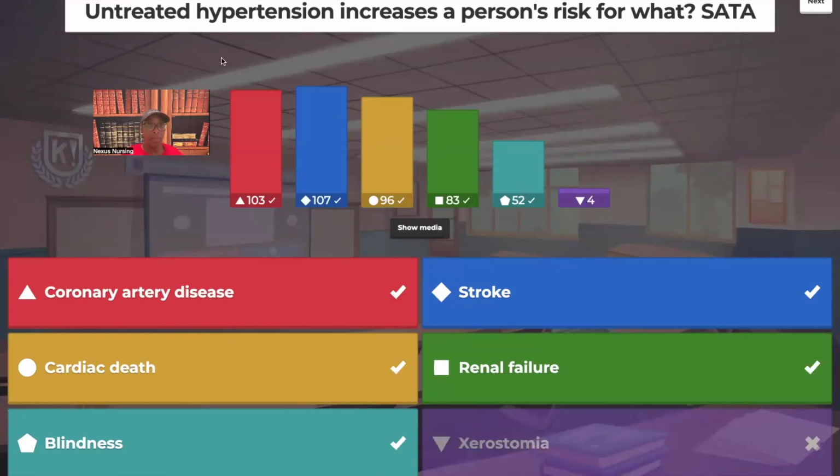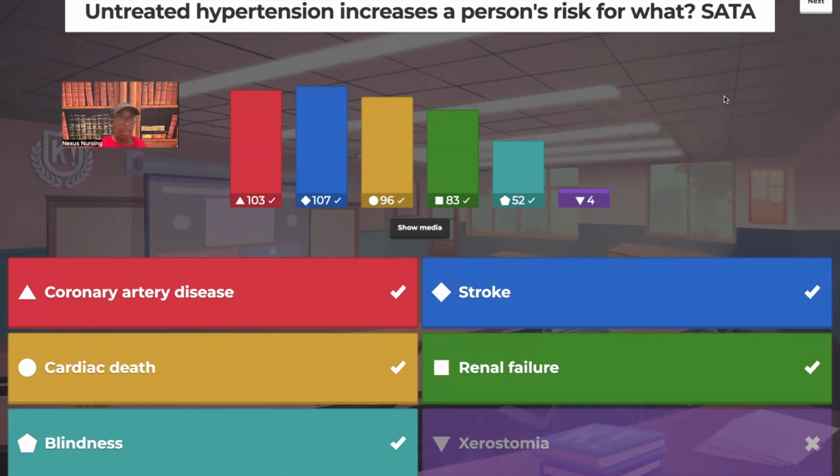Okay. Everything except for xerostomia. Hypertension that remains untreated can cause all of them. Coronary artery disease. Remember, guys, your coronary arteries are vessels that, just like every organ in your body, have to be perfused; they need oxygen, vitamins, minerals, nutrients. So does your heart. Those coronary arteries are the vessels that feed, that perfuse the heart. Okay, it can cause coronary artery disease. It could cause stroke, cardiac death, renal failure, and absolutely yes, blindness. Think about these tiny little vessels you have in your eyeballs. Absolutely. The only one it does not cause is xerostomia.